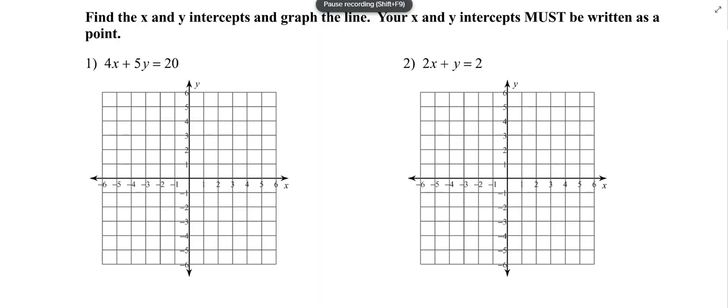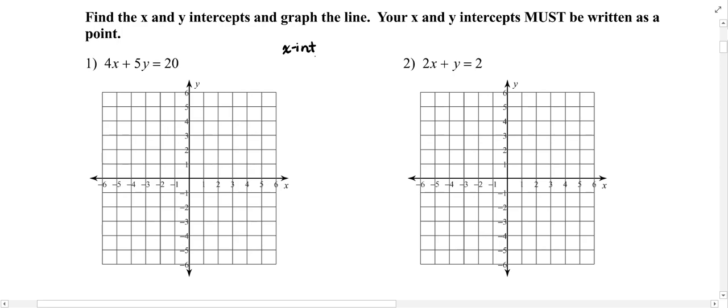You should have a copy of this from class and we're going to find the x and the y intercepts using the equation, and we're going to graph the line. So your x and your y intercepts must be written as a point, that means an ordered pair. So let's get started.